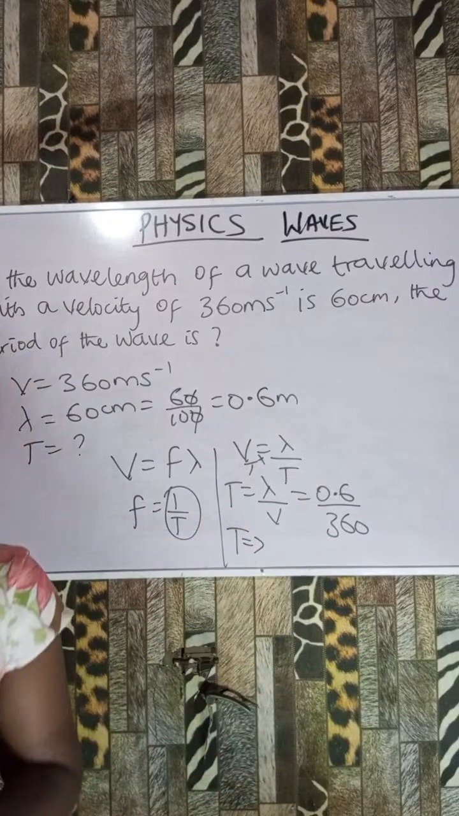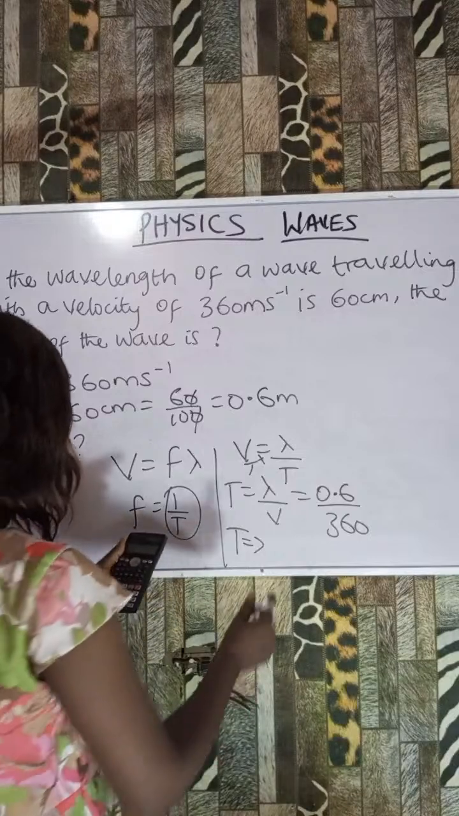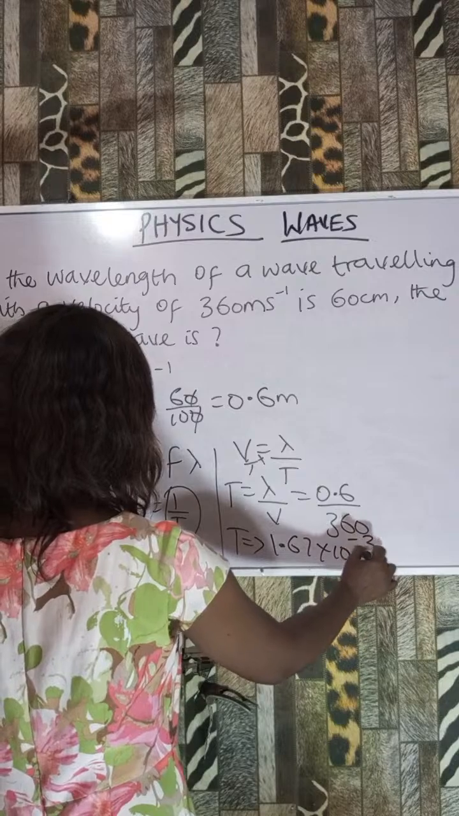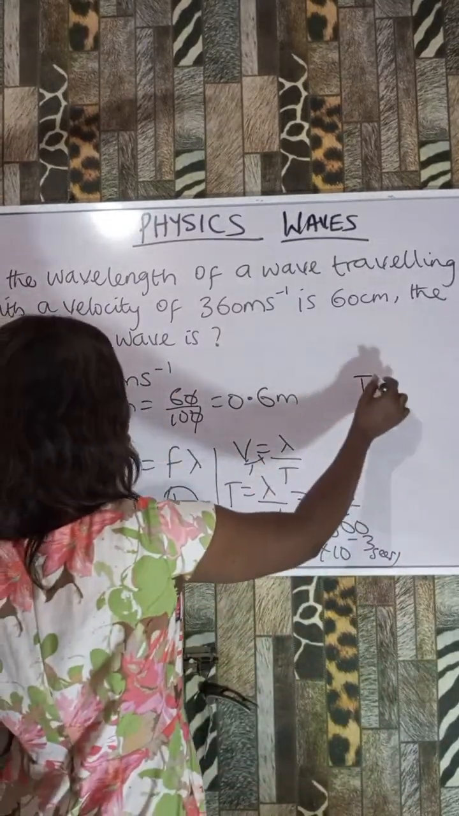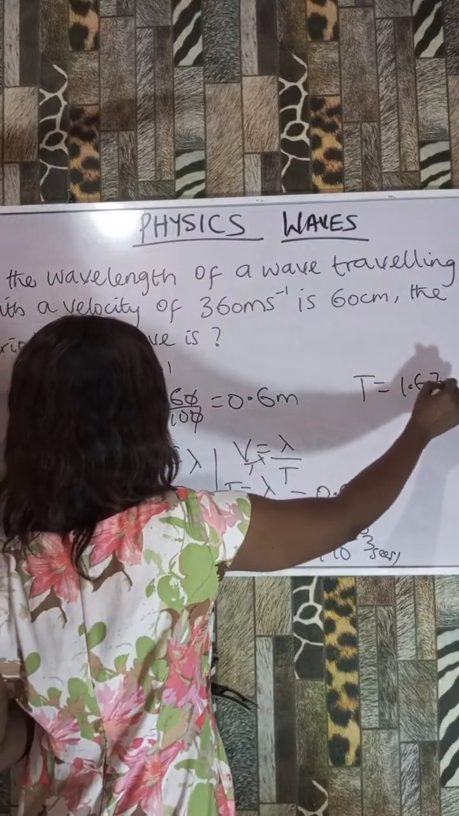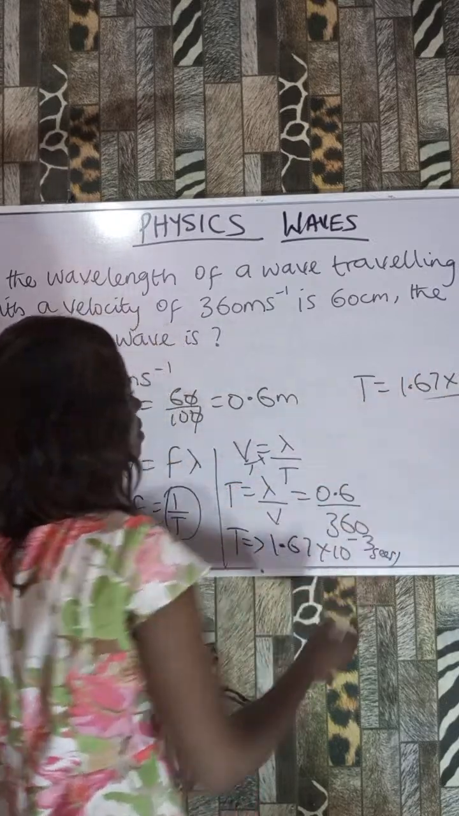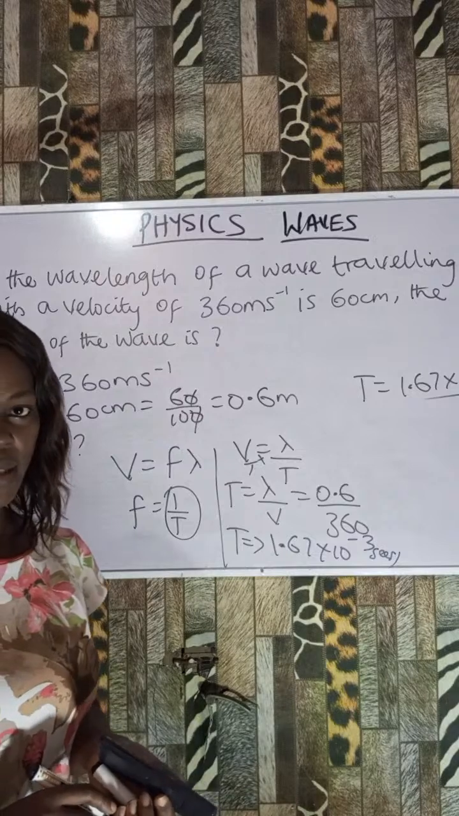Now, by the time you divide, you're going to have what? Let's use our calculator to get our answer. So I'm going to have 1.67 times 10 raised to the minus 3 seconds. Okay? So my period T is given as 1.67 times 10 raised to the minus 3 seconds. Do you understand? So this is how to solve this type of problem. I hope that is clear. All right.